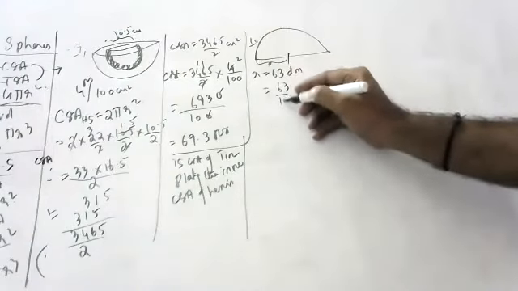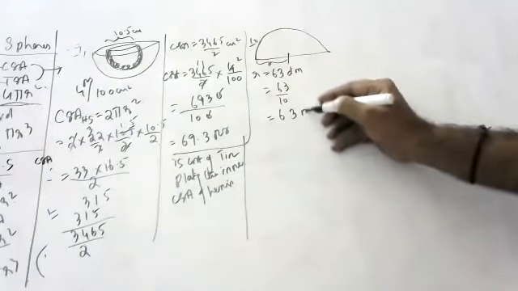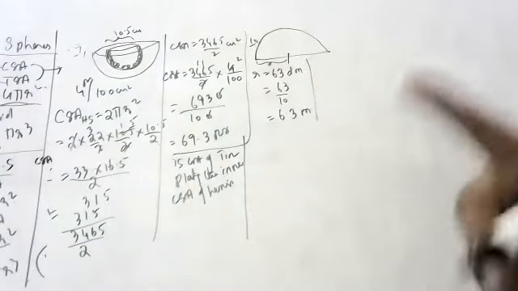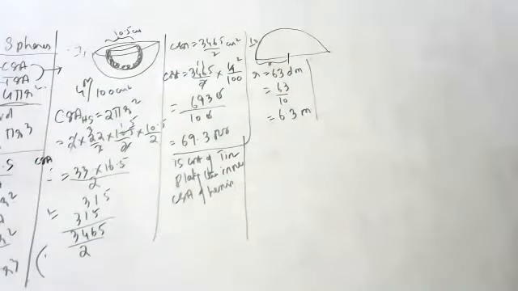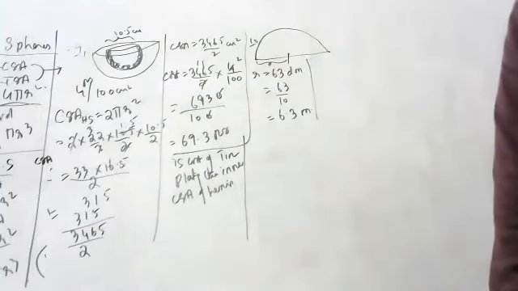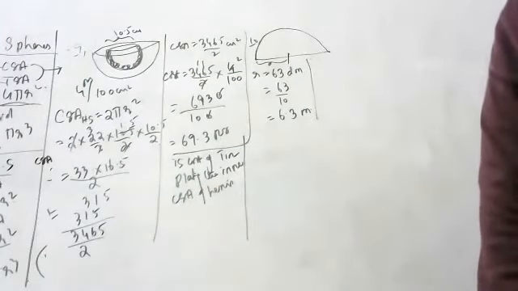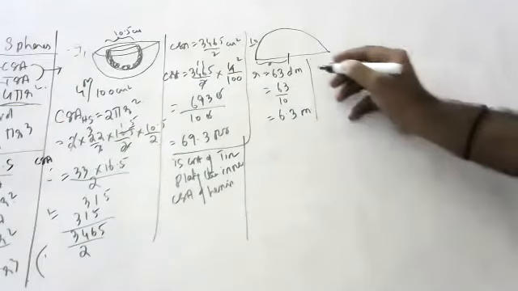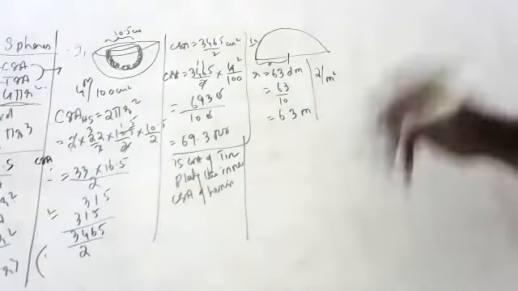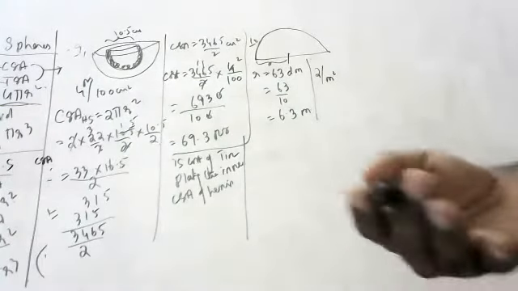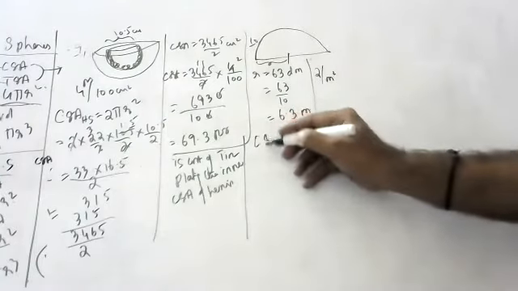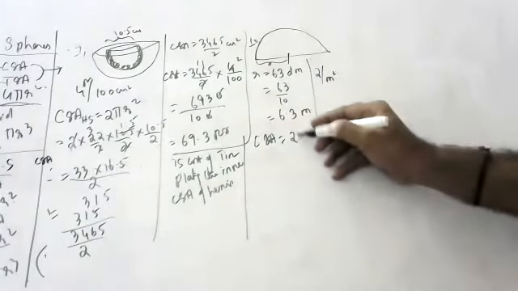Sir, decimeter. Decimeters to meters, we should divide by 10, so 6.3 meters. So radius is 63 decimeters. Find the cost of polishing at the rate of 2 per meter square. Cost of polishing means CSA. CSA is equal to 2 pi r square.